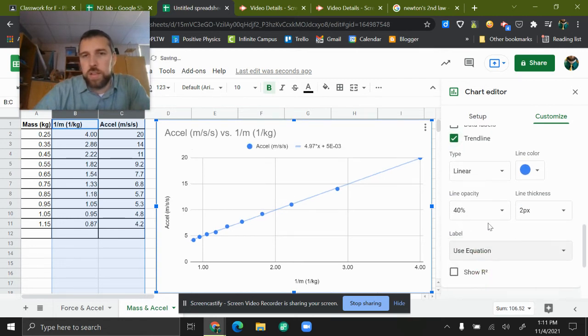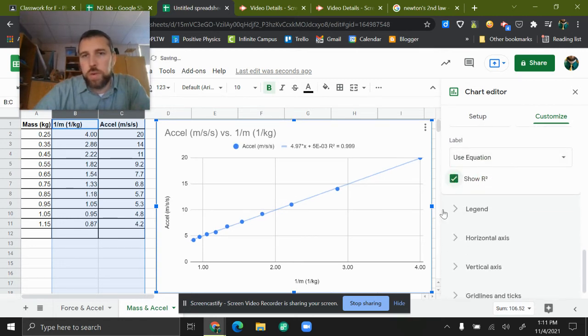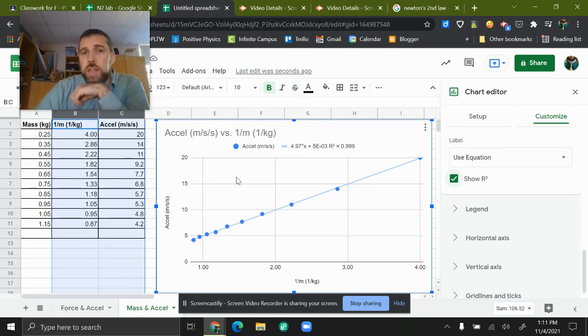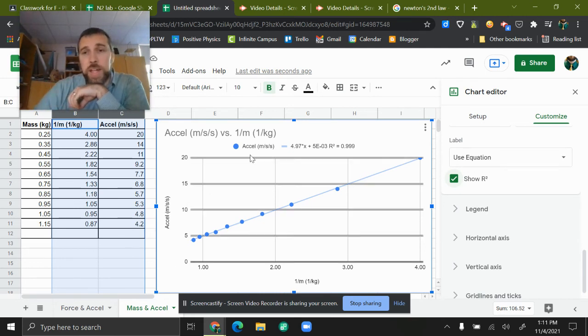Let's add the equation, show the r squared. And here we have a linear equation, so mx plus b, with b being the y-intercept. If you see the e to the -3, that's basically times 10 to the -3rd, so that's 0.005, very close to 0. And the r squared value is pretty close, so this fits a linear relationship when we look at acceleration versus 1 over the mass. So you could show the relationship either way. You can look at it both ways and have both graphs on here.